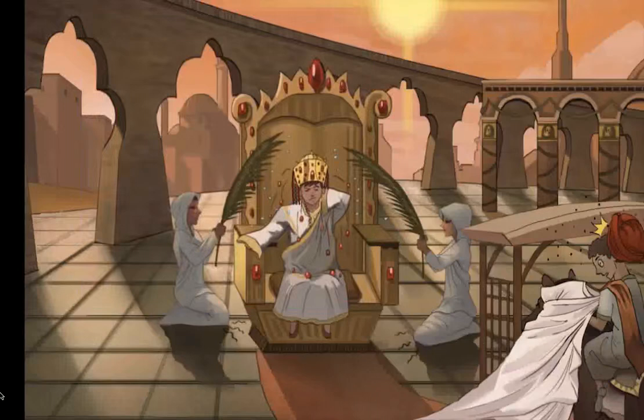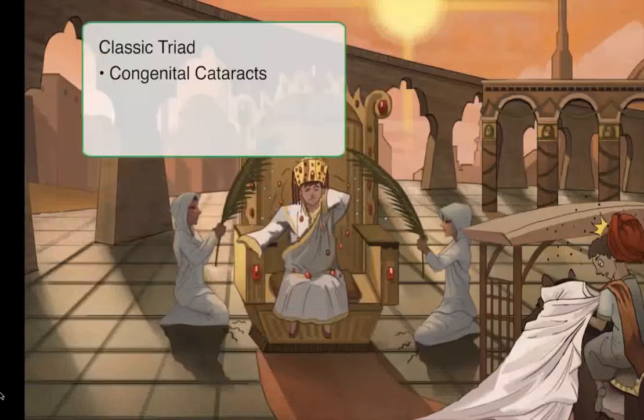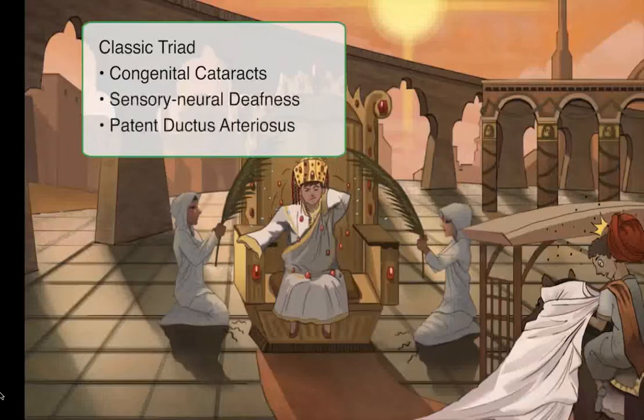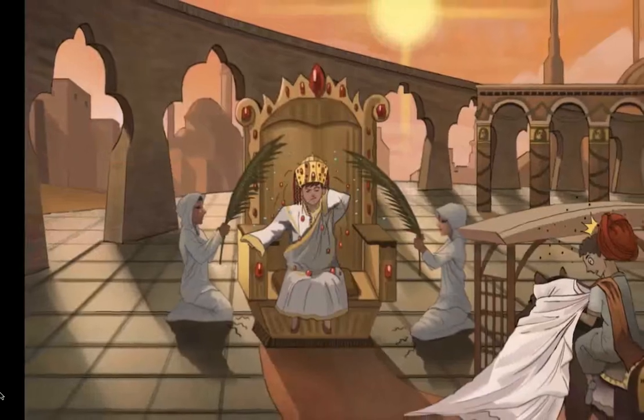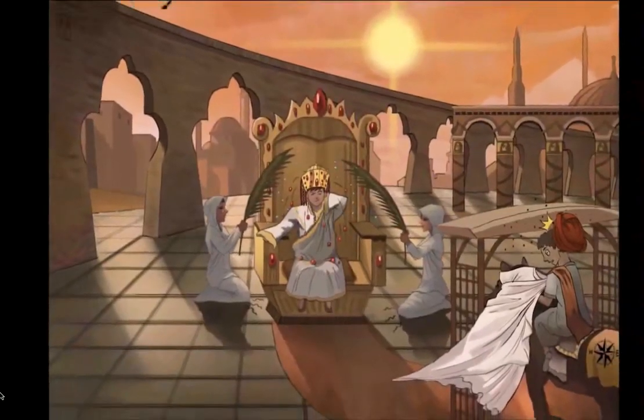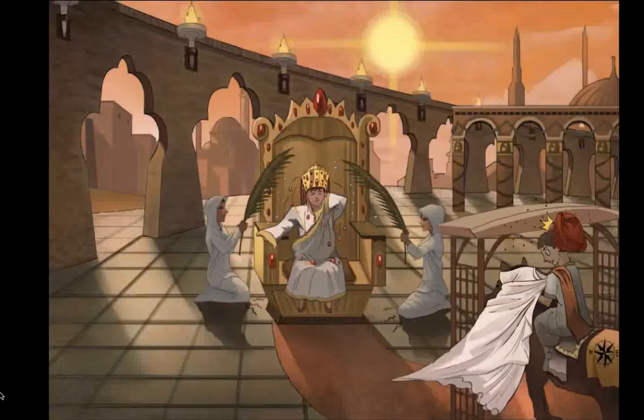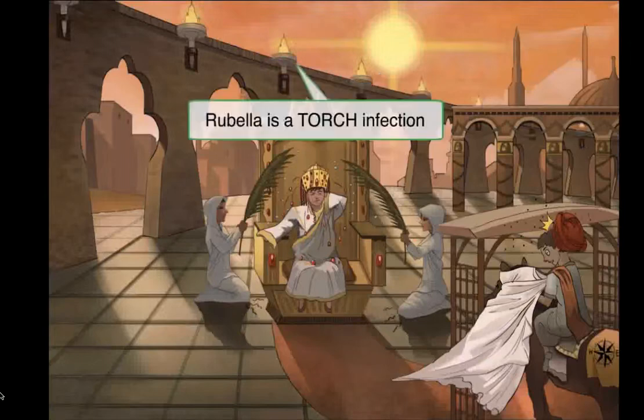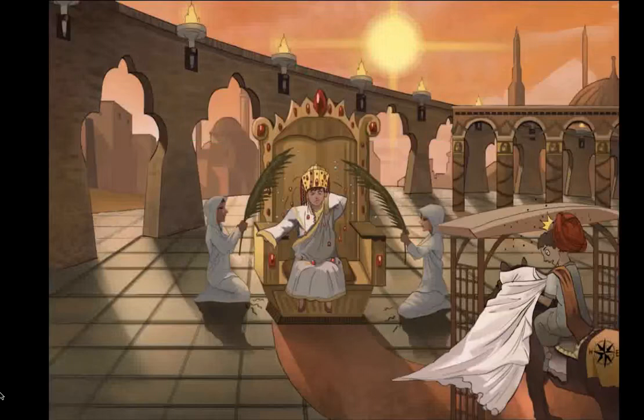The main triad for congenital rubella is congenital cataracts, sensorineural deafness, and patent ductus arteriosus. We're going to cover all of these symptoms in the TORCH infection along this wall back here. So first, let's add some torches to help you remember that this is the TORCH infection space. So as I said, the triad consists of patent ductus arteriosus, cataracts, and deafness. Let's start with patent ductus arteriosus.